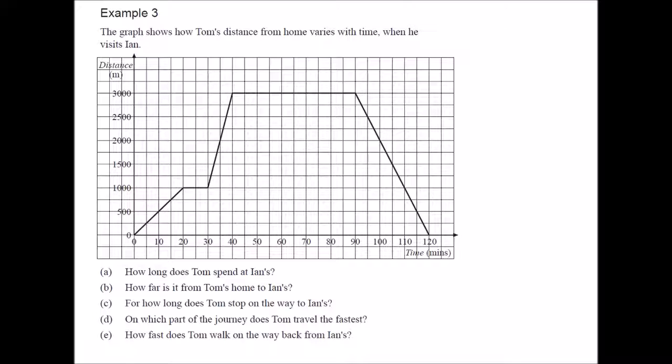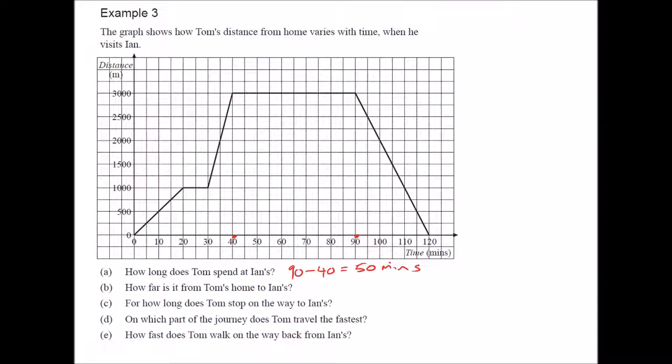So how long does Tom spend at Ian's? Well, let's have a look. It's going to be the horizontal part where he's there. So we're talking about this section between those 2 points. Now, how long is that? Well, this is at 90 and this bit here is at 40. So if we do 90 take away 40, we're going to get 50. So he spends 50 minutes at Ian's house.